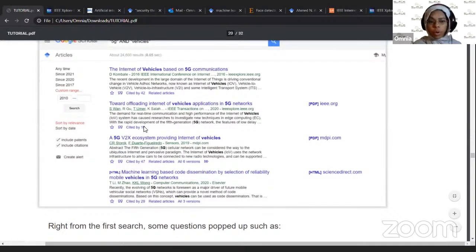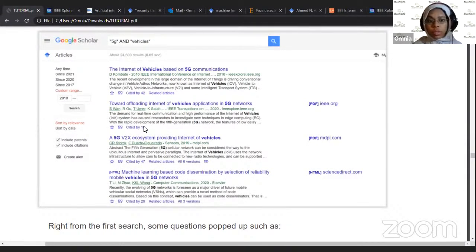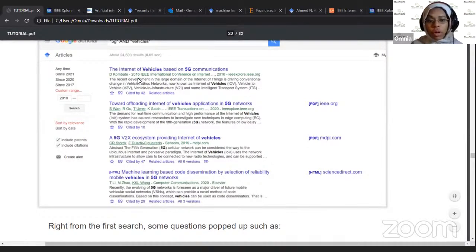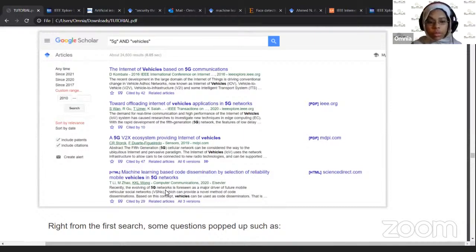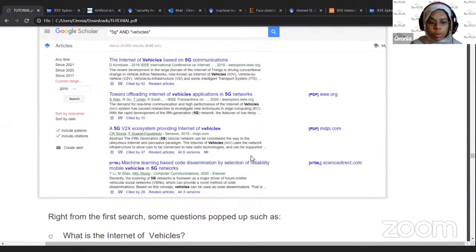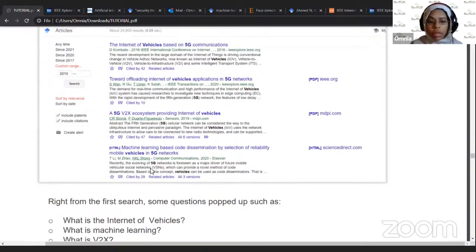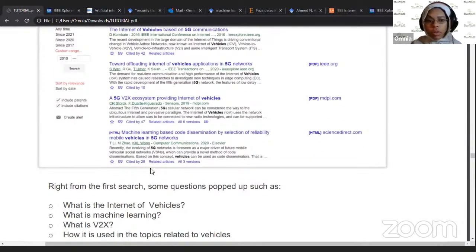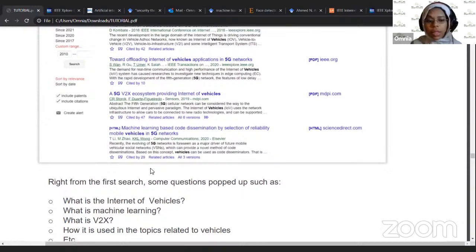Going back to the search page that we started off with, this is the paper that we have read. However, these are the 4 papers that we can start with. As you can see here, they talk about 5G, IOV, a term called V2X, and reliability of mobile vehicles. From only the titles of the papers, we can understand that there are a lot of keywords that we don't know.